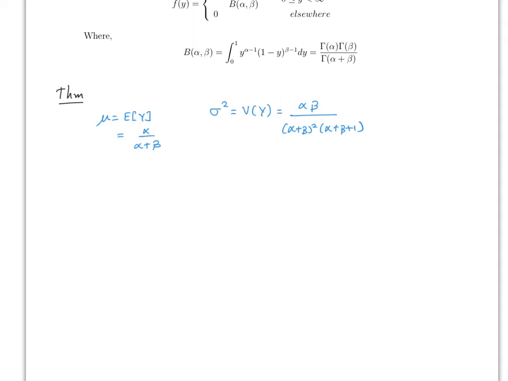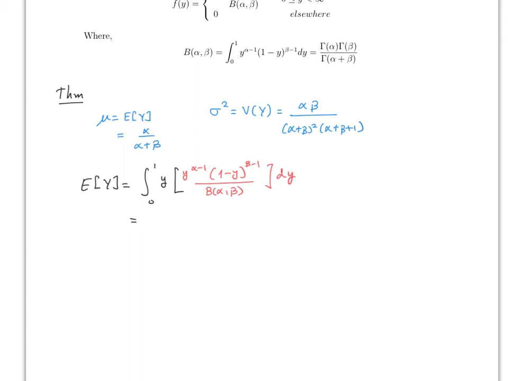All right, let's derive the expected value, which is very similar to what we did in the previous section. Remember, by definition, this is the integral from 0 to 1 of y times the density function, which in this case is just y to the alpha minus 1, times 1 minus y to the beta minus 1, and all of this divided by the beta function, dy.